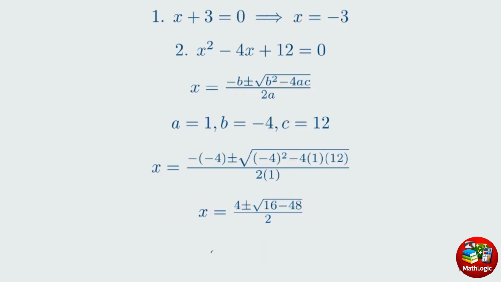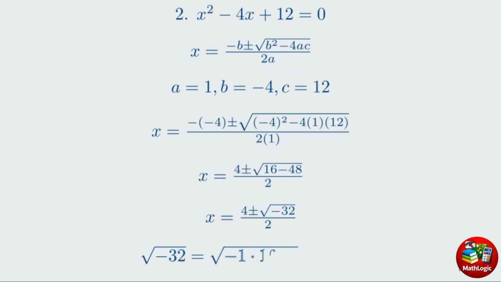Simplifying, we have 4 plus or minus the square root of 16 minus 48, divided by 2. That's 4 plus or minus the square root of negative 32, divided by 2. Here we see a square root of a negative number. This tells us the other two solutions are not real, but complex numbers. The question just asked to solve for x, implying we should provide all possible solutions.